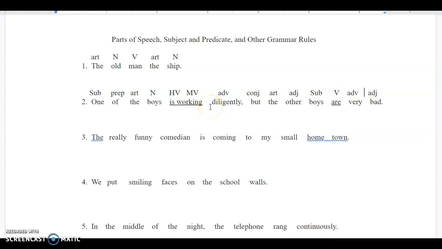So hopefully now you know your parts of speech. It's really important for you to understand it so that you can be better writers, so that you can understand your grammar rules.